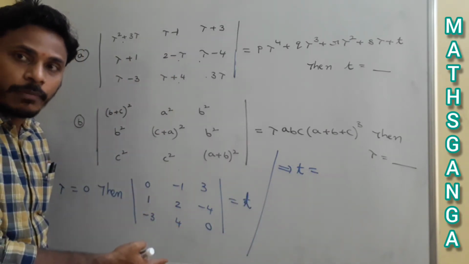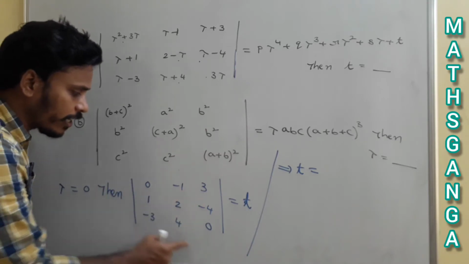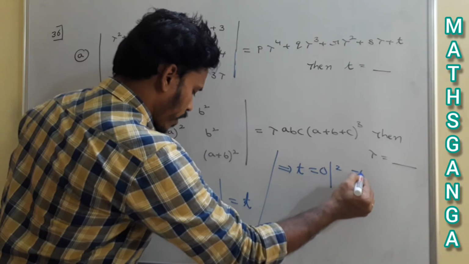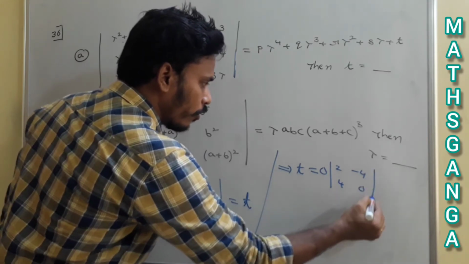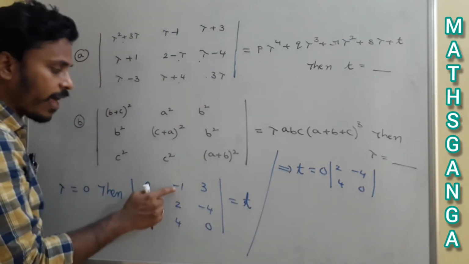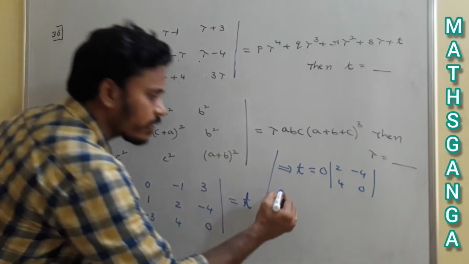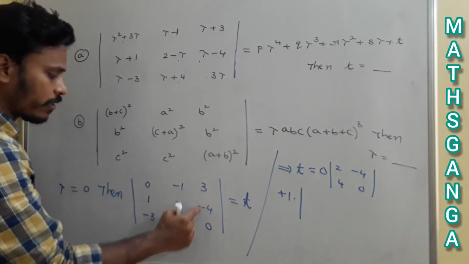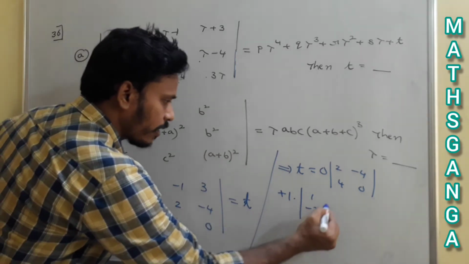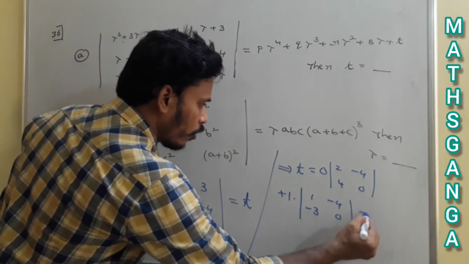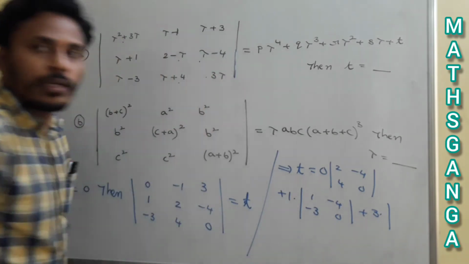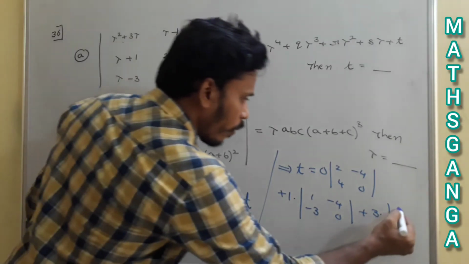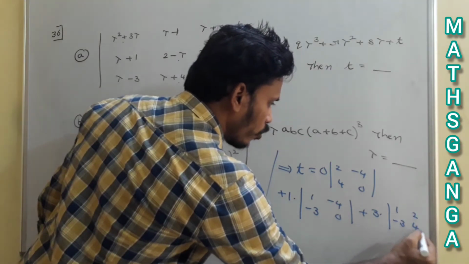How can we find the determinant? We know that 0 into the determinant of these four numbers, so 0 into 2, minus 4, 4, 0. Okay. And the next step here I have minus 1. So minus of minus is plus 1. Plus 1 into the determinant of these four numbers, right? 1, minus 3, minus 4, 0. Plus 3 into the determinant. What is the determinant? The determinant of these four numbers, 1, minus 3, 2, 4.